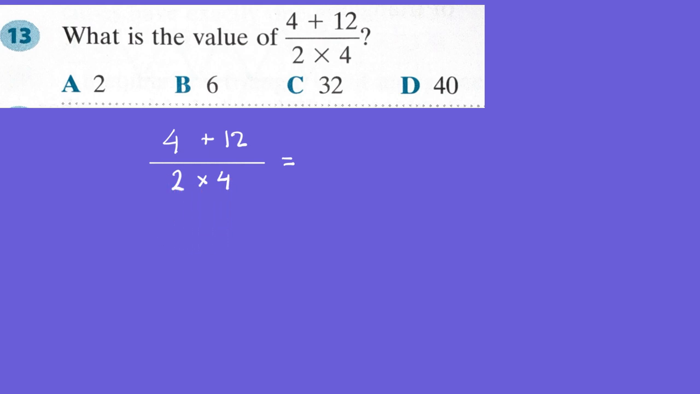So 4 plus 12 is just going to be 16, and 2 times 4 is going to be 8. And if we cancel down the 16 and the 8 by dividing by 2, we'll just get 2 over 1, which is simply 2. So we'll just highlight the answer 2.